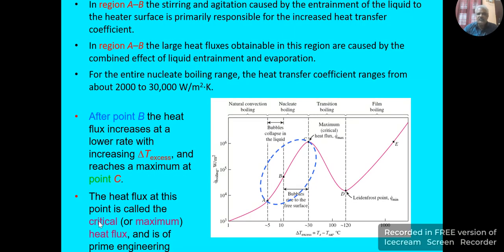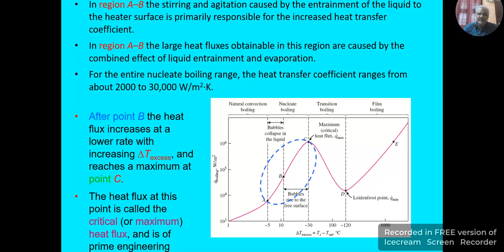In region A to B, the stirring and agitation caused by the entrainment of the liquid to the heater surface is primarily responsible for the increased heat transfer coefficient here. So as you progress from delta T 5 to 10, you could see that heat flux is also increasing here. In region A to B, the large heat fluxes obtainable in this region are caused by the combined effect of the liquid entrainment and the evaporation here.